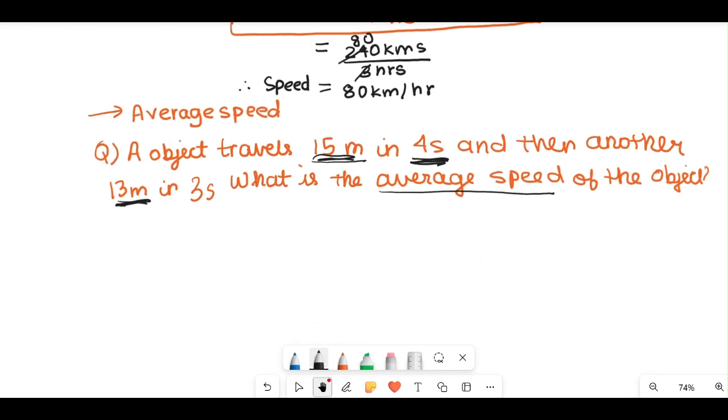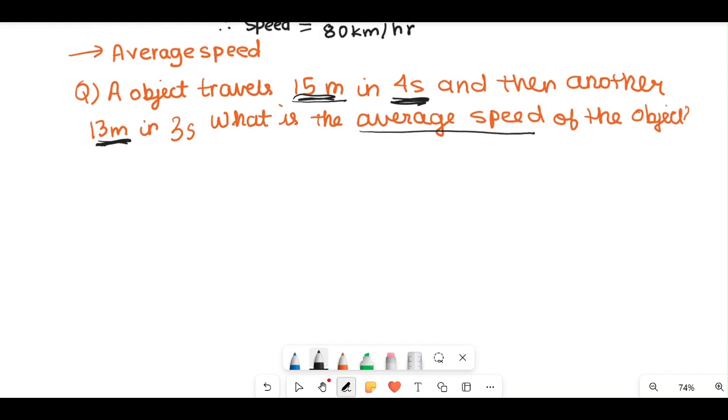Now we move on to the second question, which is based on average speed. An object travels 15 meters in 4 seconds. And then it travels another 13 meters in 3 seconds. We are asked to find the average speed of the object. I'll give you a brief idea how to solve this problem before we actually get started. We are given two distances and two times.